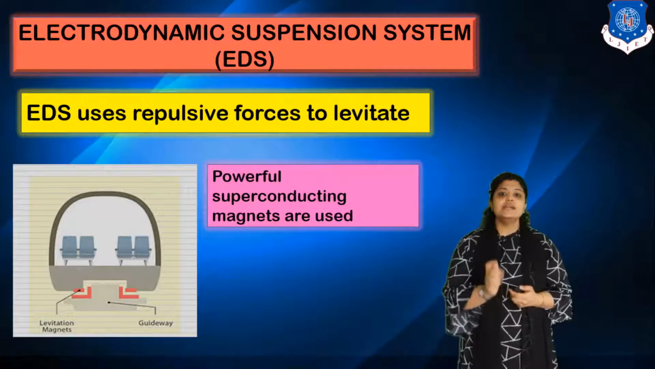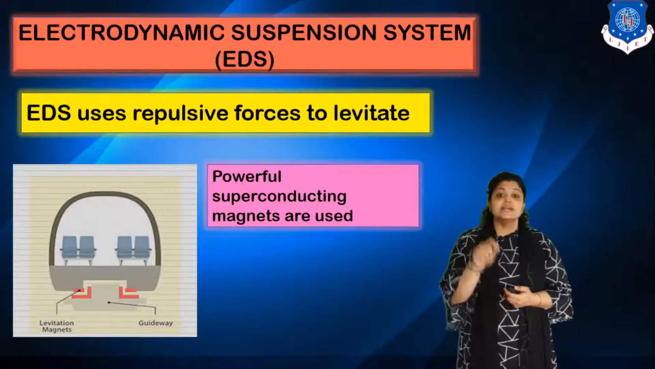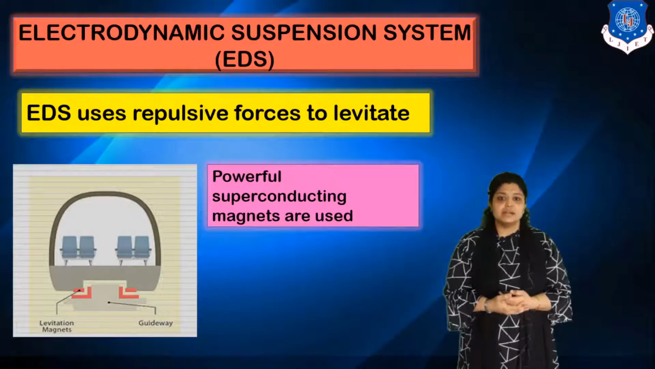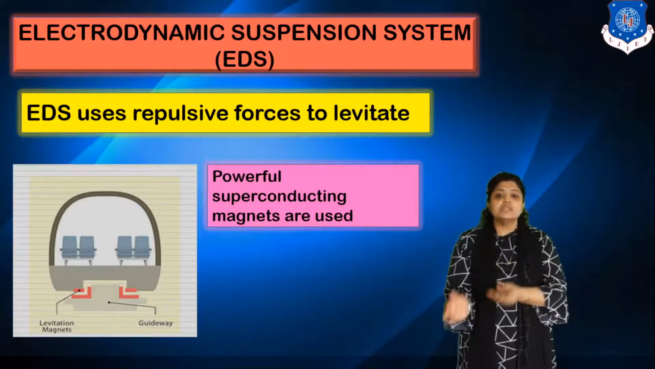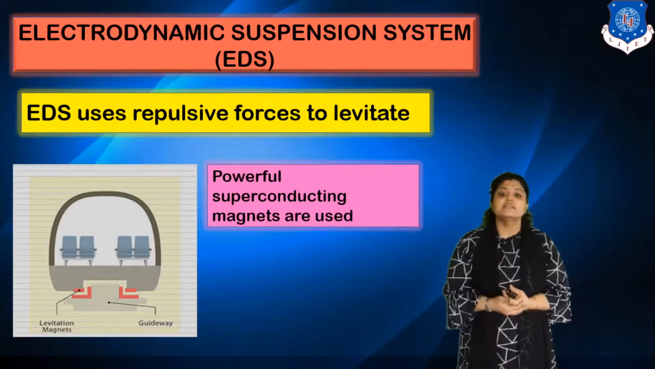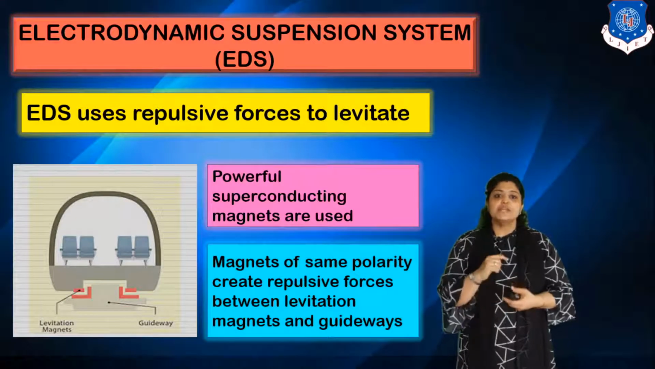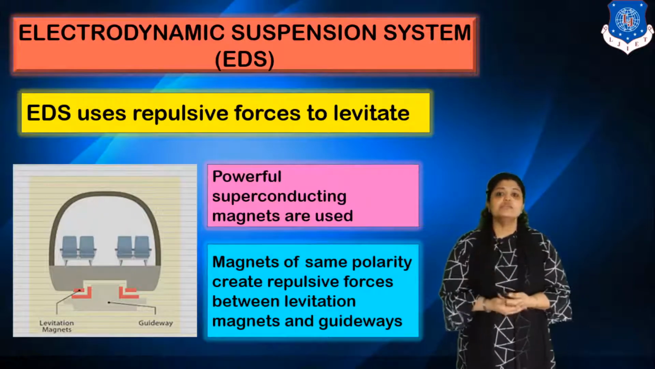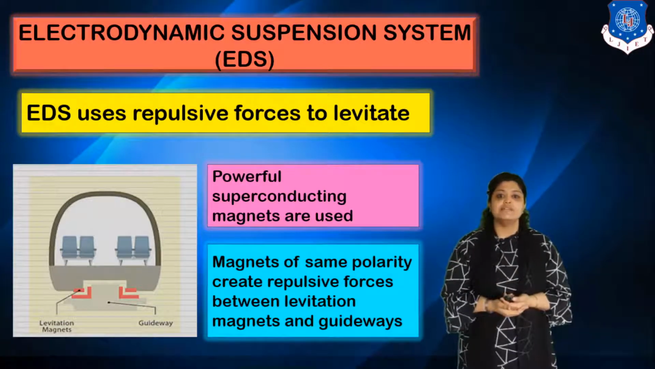Powerful superconducting magnets are used in this. Unlike EMS, which uses electromagnets, this particular system uses superconducting magnets. Now what are superconducting magnets? You wind a superconductor around the core and then it achieves zero resistivity and it has the property of the Meissner effect. So that gives us the levitation. Magnets of the same polarity will create repulsive forces between the levitation magnets and the magnets on the guideways, because we know that like poles always repel each other. So the polarity of the magnets would be the same and this will achieve the levitation.